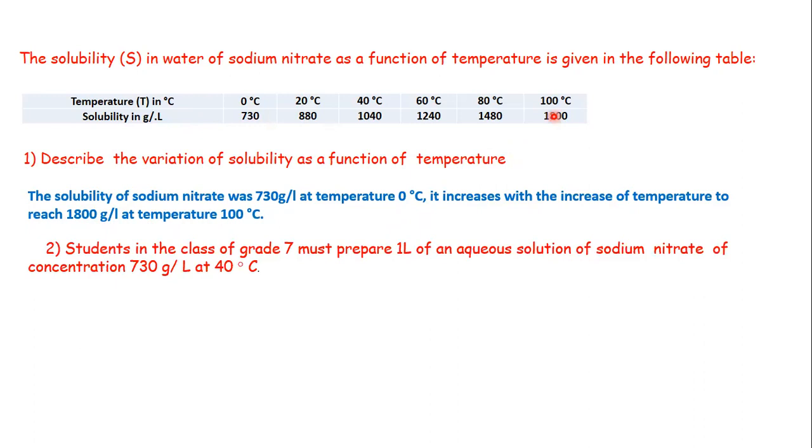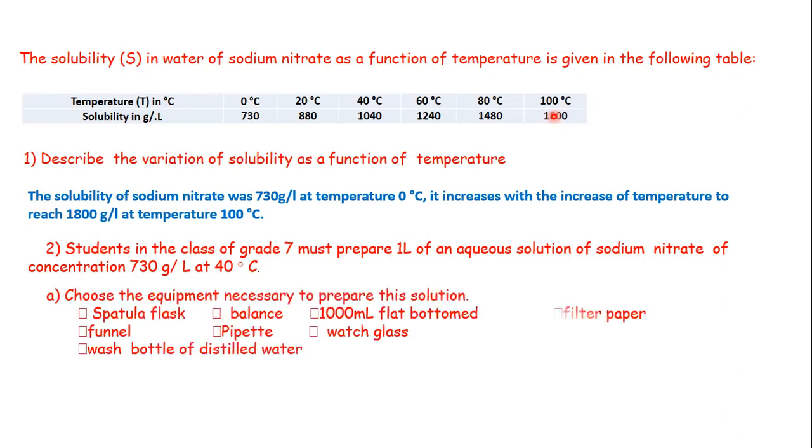Students in the class of grade 7 must prepare 1 liter of an aqueous solution of sodium nitrate of concentration 730 grams per liter at 40 degrees. Choose the equipment necessary to prepare this solution.